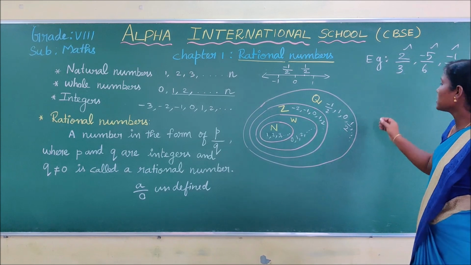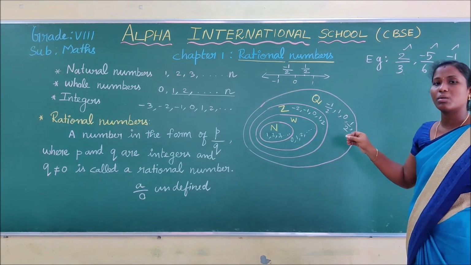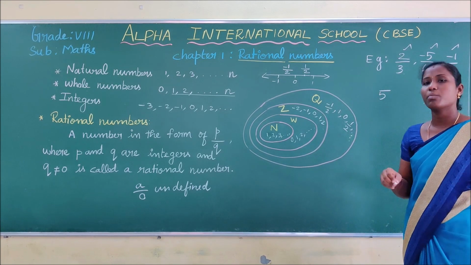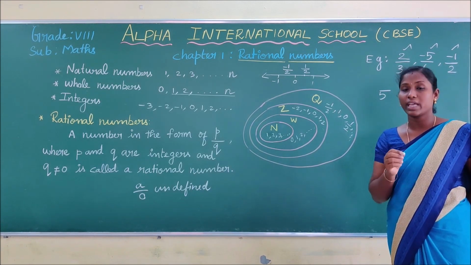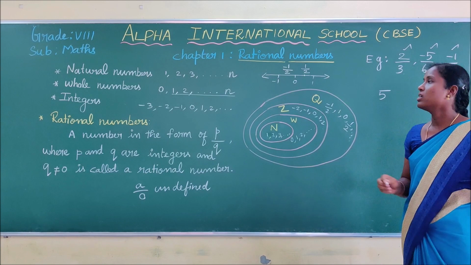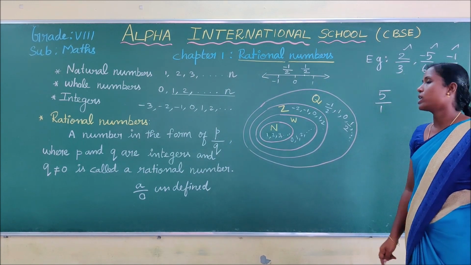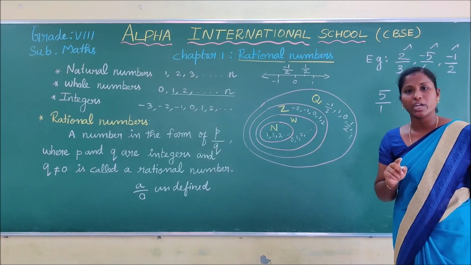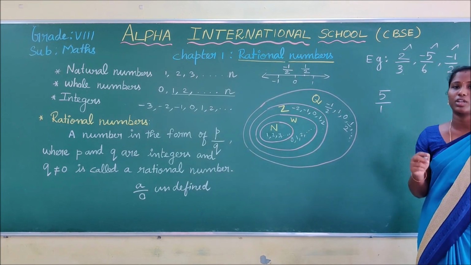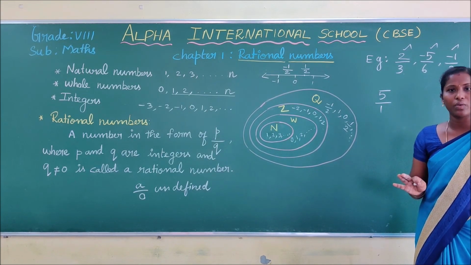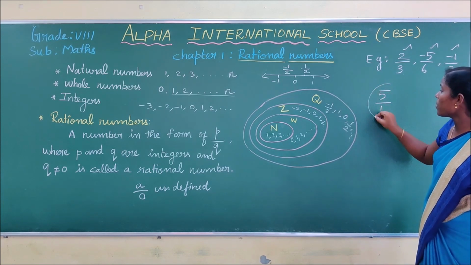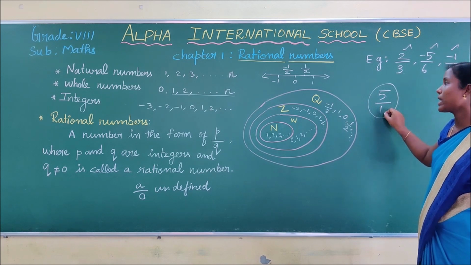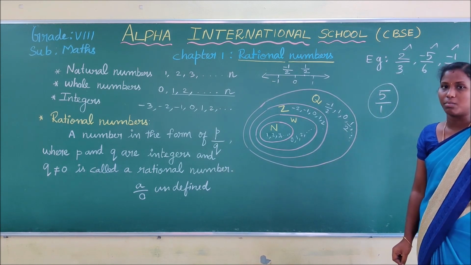How? We will see some examples. Take any natural number, say 5. How can 5 be expressed in the form of a rational number? How can we say 5 is a rational number? Let me take a denominator 1. 5 by 1. If I take a denominator 1, it will not affect the value of the number. The value of 5 is 5 only. But it is in the form of a fraction, p by q. So, we can say that it is a rational number.